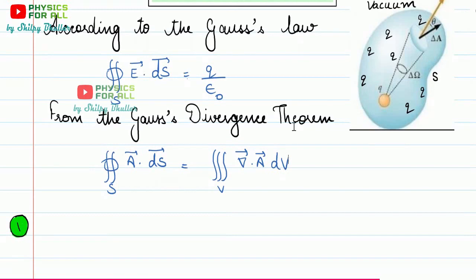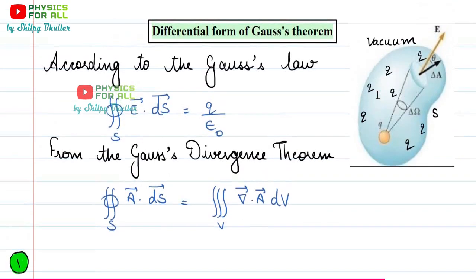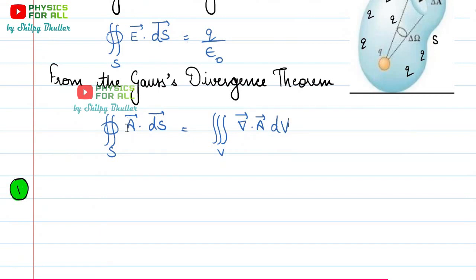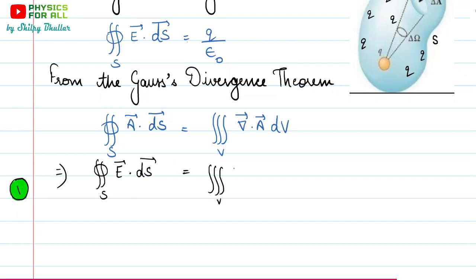But here, if this is the standard expression for the Gauss divergence theorem, then we have to replace this vector function with the actual vector quantity that we are facing here, and that is E. So if I put E in place of A, then what do we get? Here I can write E dot dS, and here we would have del dot E dV. All I have done is just replace A by E.